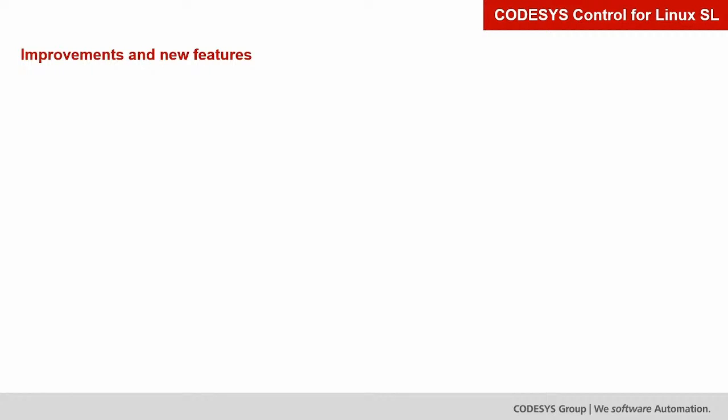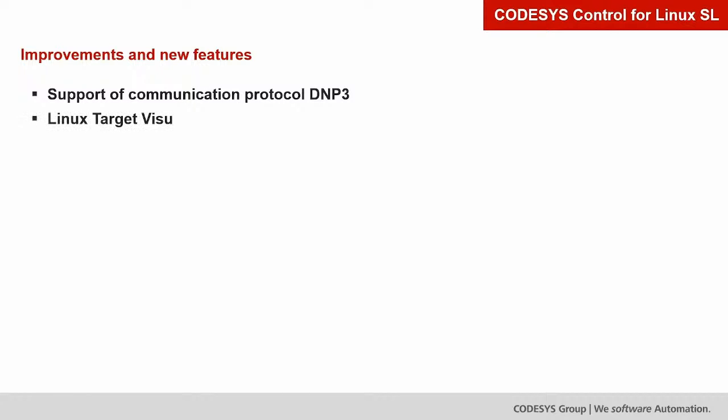Control Linux SL also saw improvements and new features. We now support, since SL version 4.10, the communication protocol DNP3, which is frequently used in energy and process technology. And then a quick outlook. We are currently working on an SL plugin of a Linux target visualization, which is supposed to release in version 4.12.